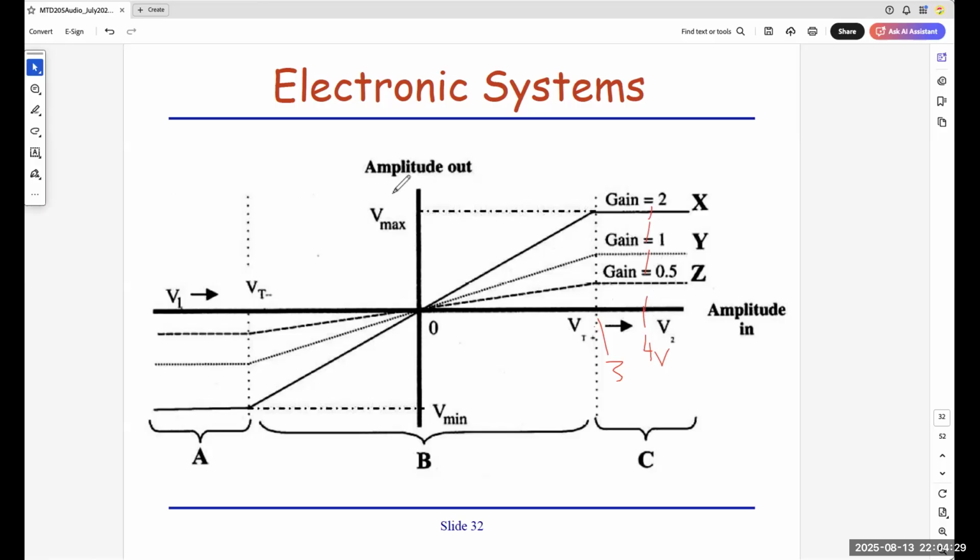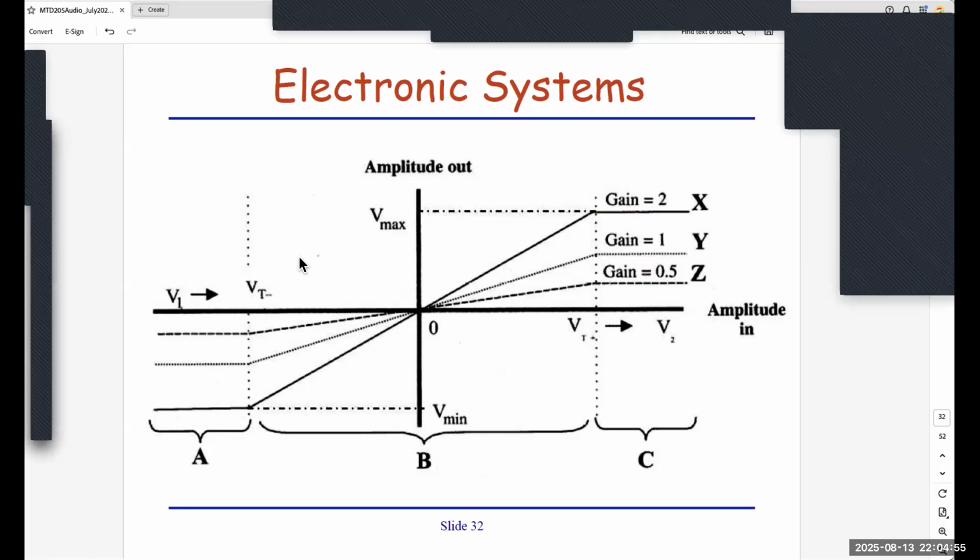3 times 2 at maximum gives you 6 volt. But then when you exceed and become 4, you will definitely not go to 4 times 2. This formula 4 times 2 will not work. 4 times 1 also will not work. 4 times 0.5 also will not work because it's one straight line. So whatever voltage you apply beyond this 3, it always stays at 6. This is called clipping, and clipping means there's distortion.